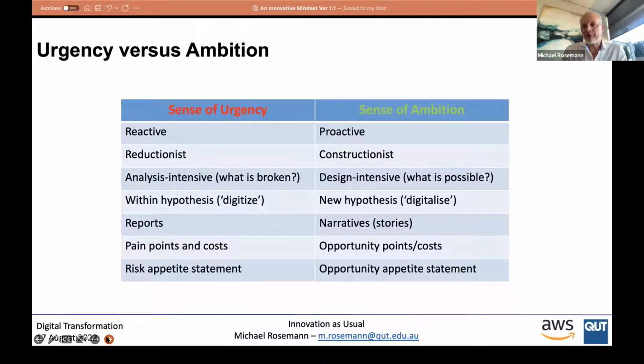Now, if it's a sense of ambition, I don't need data, I don't need reports, I need a strong, compelling story. I need to work out what the opportunity points are, not just the pain points. I need to be a very good designer, not just a strong analyst. And we need what we call opportunity appetite statements. This is less about what we try to avoid, but what we like to explore.